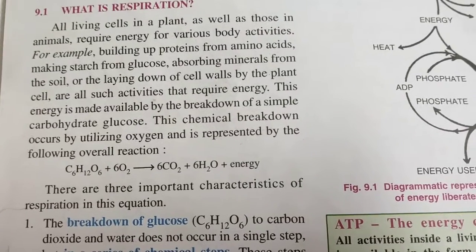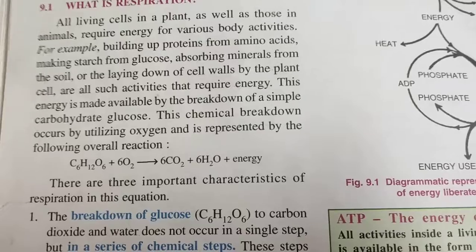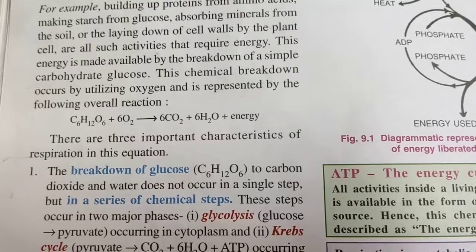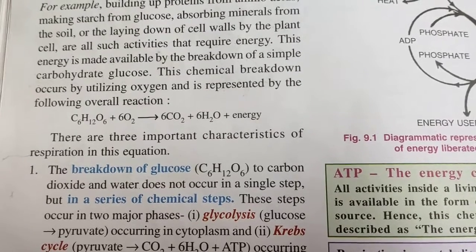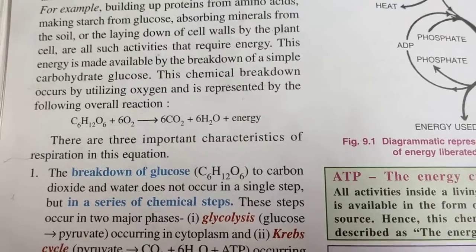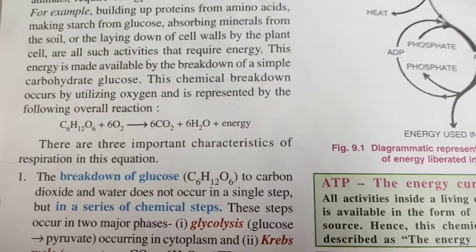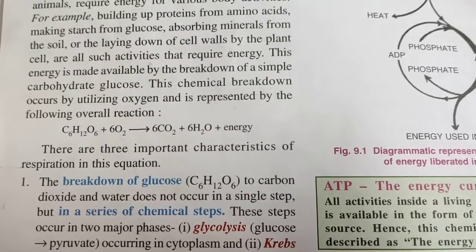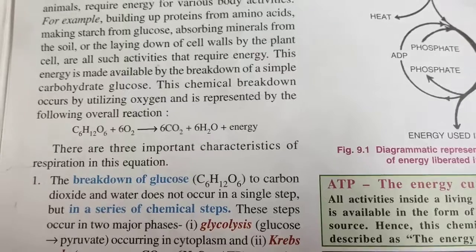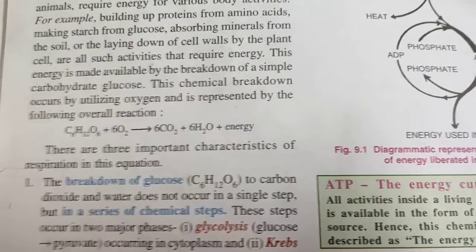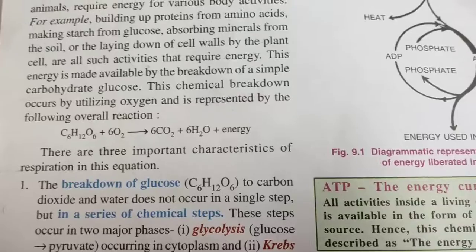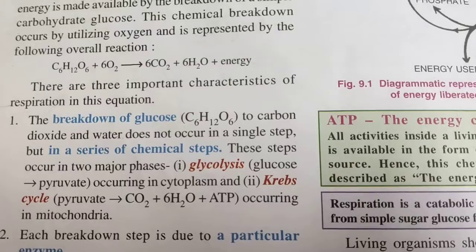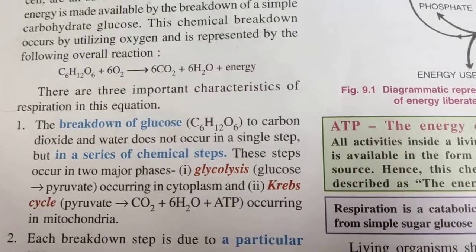Now there are three important characteristics of respiration. What are those? First one: the breakdown of glucose to carbon dioxide and water does not occur in a single step. We are seeing in a reaction that it is a single step process, but actually it is not. It requires a number of sub steps in between, and a series of chemical reactions occur to bring out this product. Now these steps occur in two major phases, glycolysis and Krebs cycle.